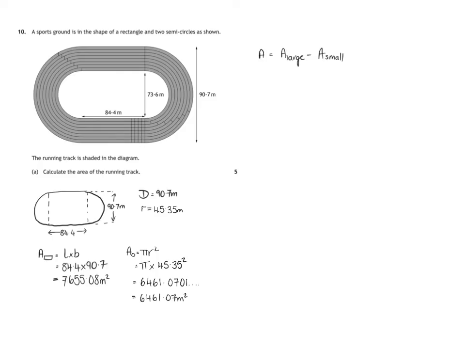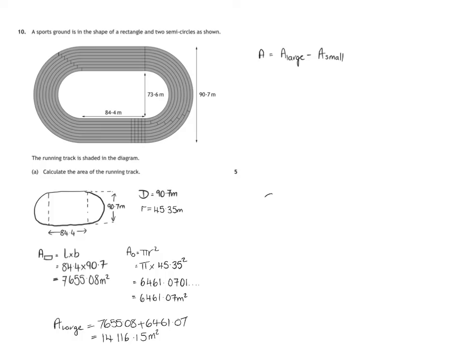So the large area is those two added together. Which gives us 7,655.08 plus our 6,461.07, we get 14,116.15 square meters for the large one.